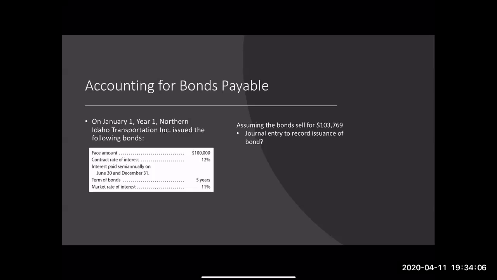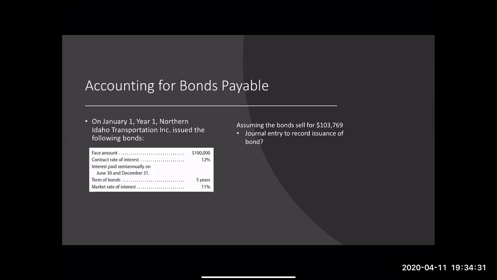It says on January 1st, year one, Northern Idaho Transportation Inc. issued the following bond. So we have all of this information here, and it says the face amount is $100,000. We have the contract rate of interest at 12%. This bond will pay semi-annual interest on those two dates. The term of the bond is 5 years, and the market rate of interest is 11%.